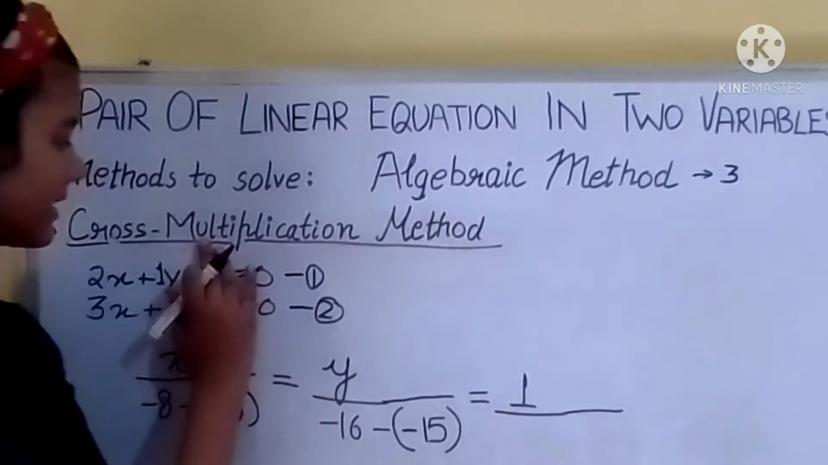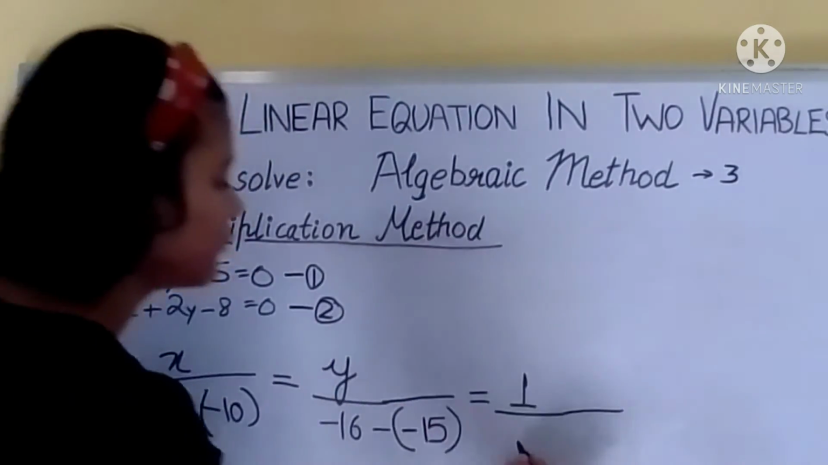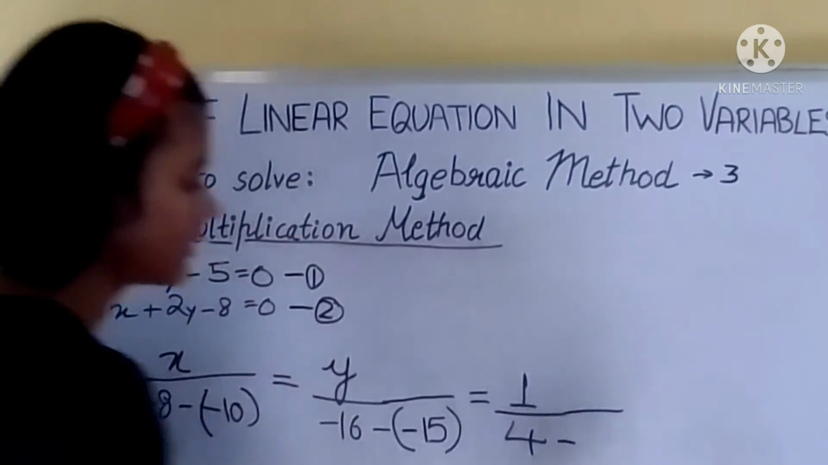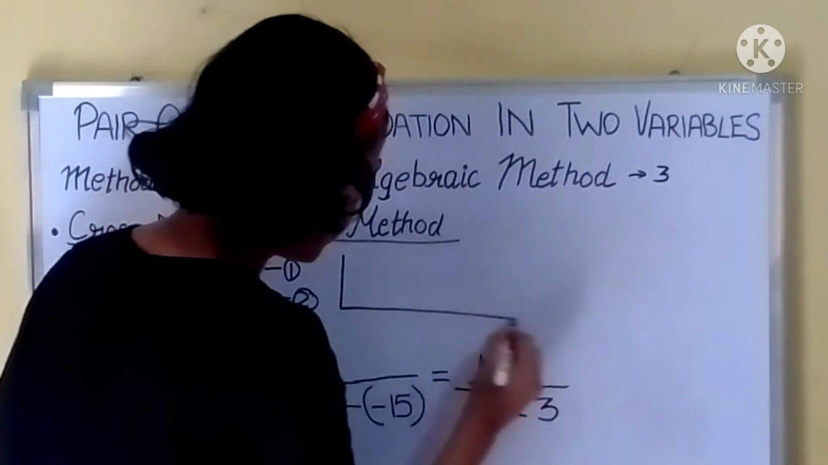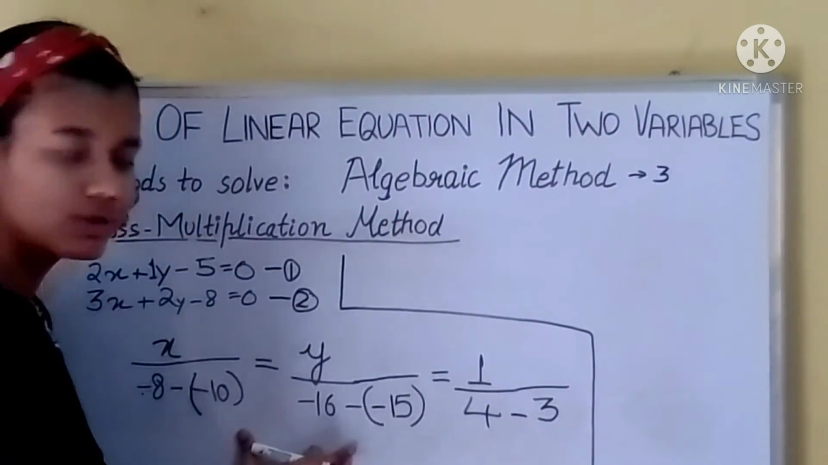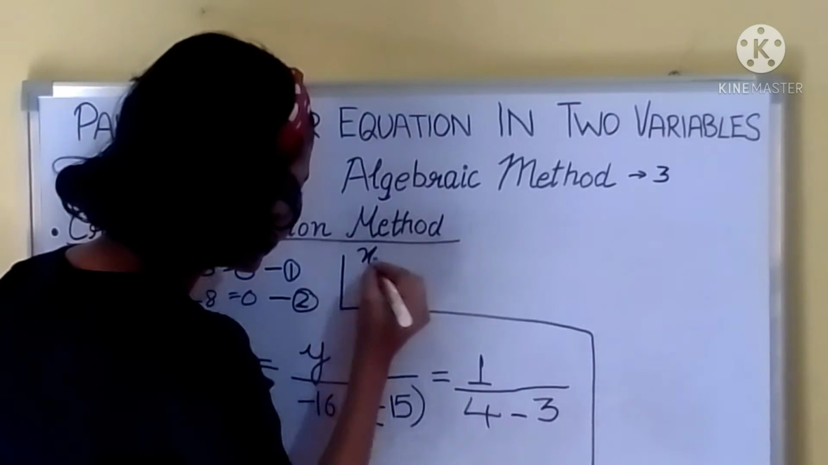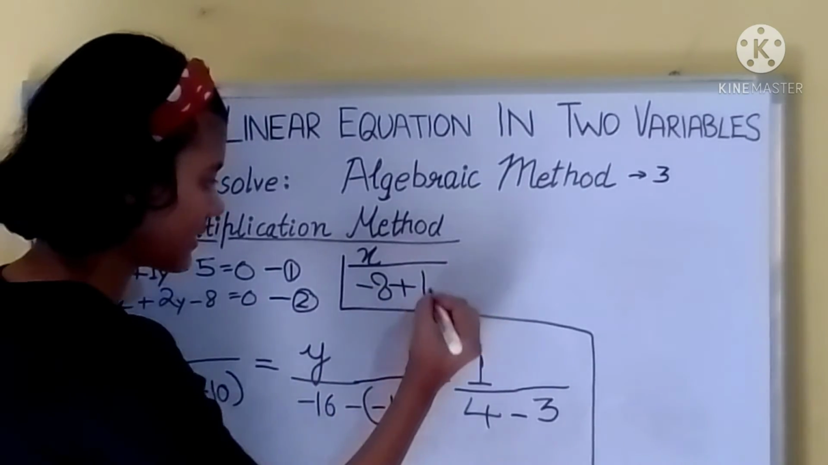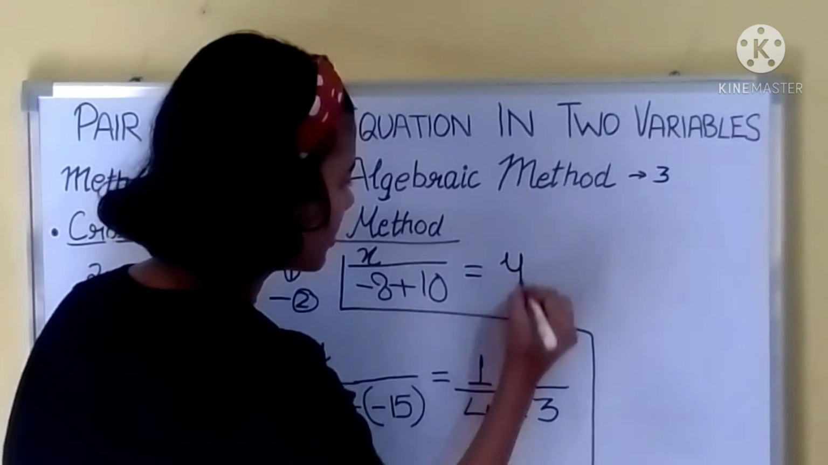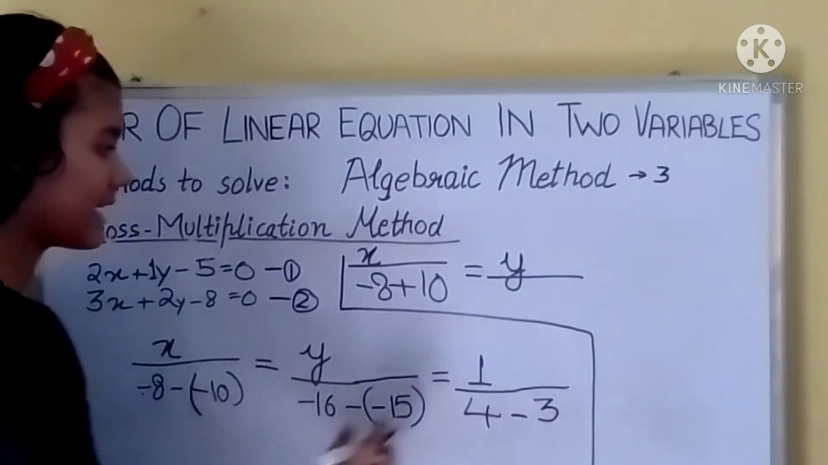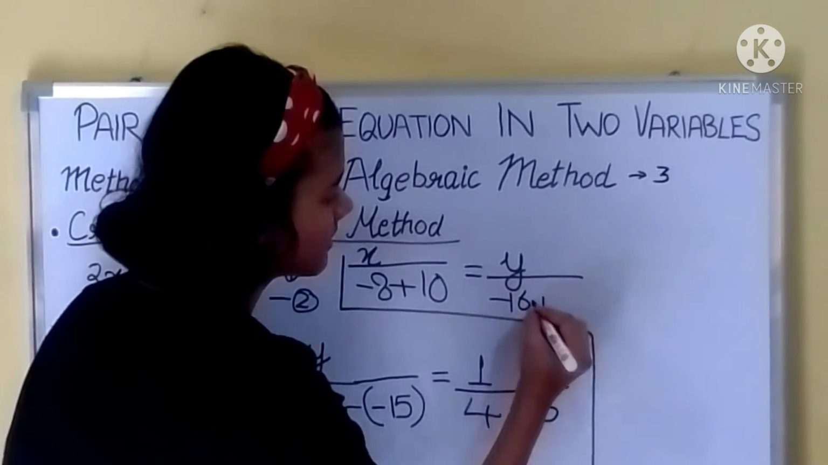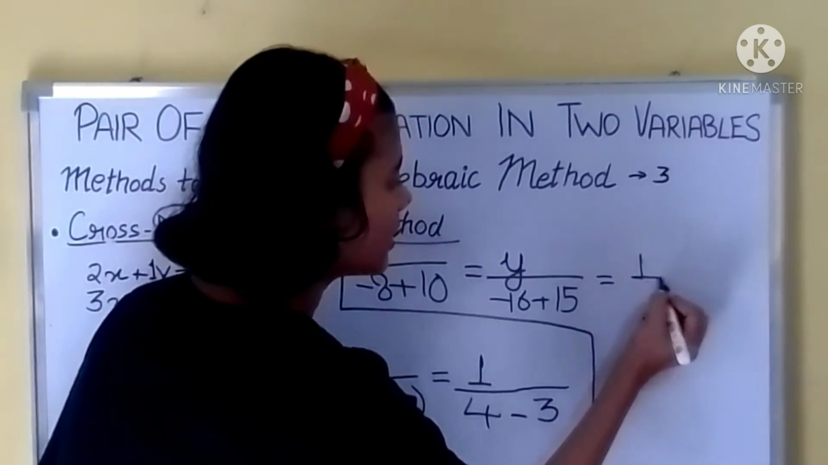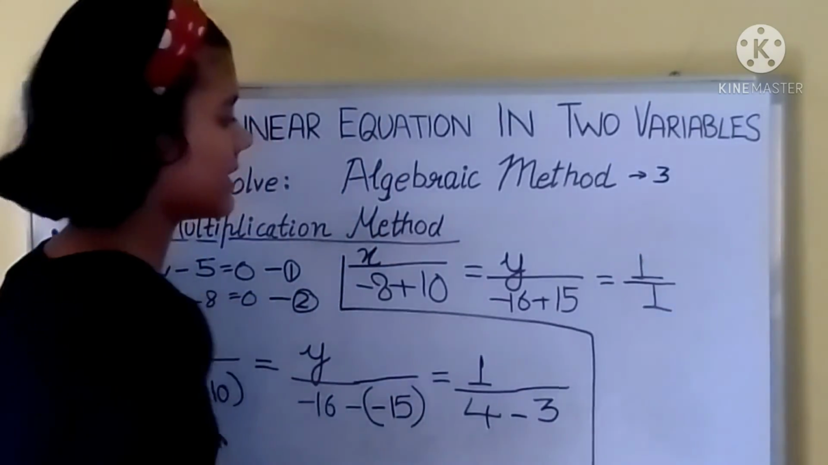Okay. Now we will hide this. Okay. Then 2 2s are 4. Then again one minus sign. Then 3 1s are 3. When we solve this, we will get x upon minus 8 plus 10 is equal to y upon minus 16 plus 15 is equal to 1 upon 1. So what we got?